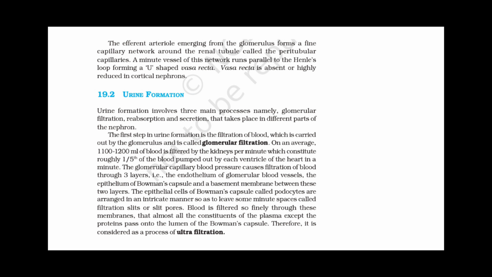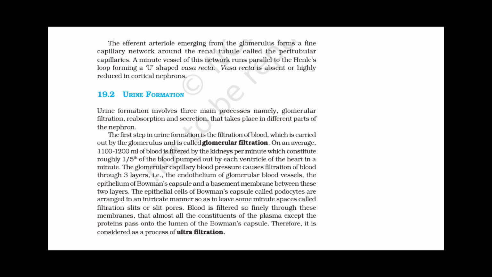16.2 Urine formation. Urine formation involves three main processes, namely glomerular filtration, reabsorption and secretion, that take place in different parts of the nephron. The first step in urine formation is the filtration of blood, which is carried out by the glomerulus and is called glomerular filtration.